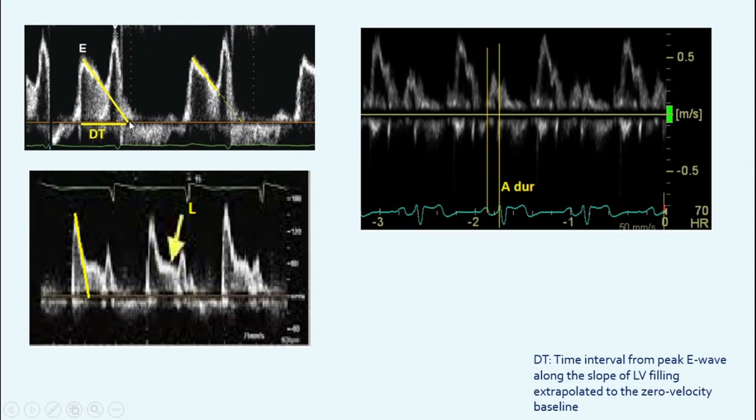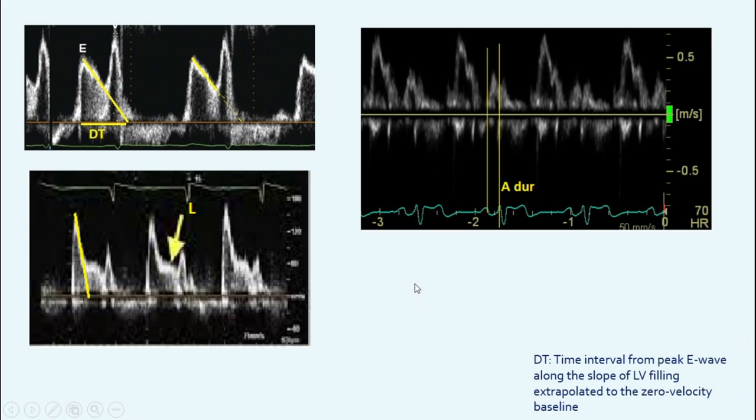In that time, our deceleration time will be this amount, not here to here. In some cases, we have an extra positive wave between E and A that we call the L wave. Most of the time it represents some kind of diastolic dysfunction, but most of the time, not all the time. In young and athletic people with low heart rate, maybe we can see an L wave too.